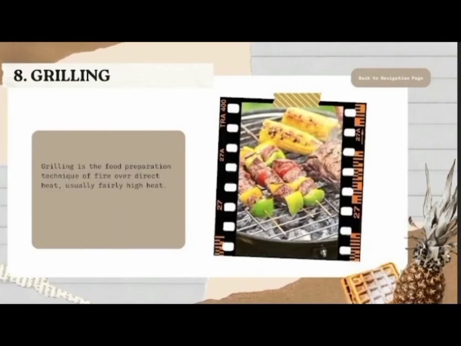Next is grilling. Grilling is the food preparation technique of cooking over direct heat, usually fairly high heat. Grilling uses a specialized tool called a grill to cook food items, and people often cook meats and vegetables using grills. Some examples of this are corn, barbecue, or milkfish that we usually grill.